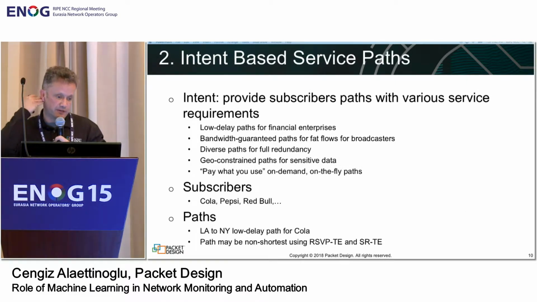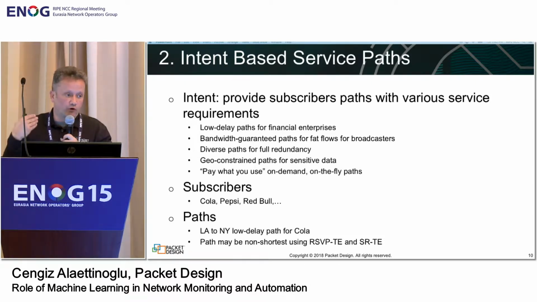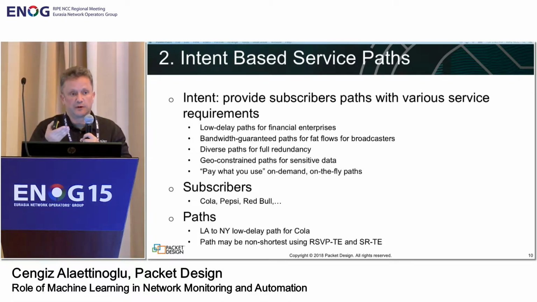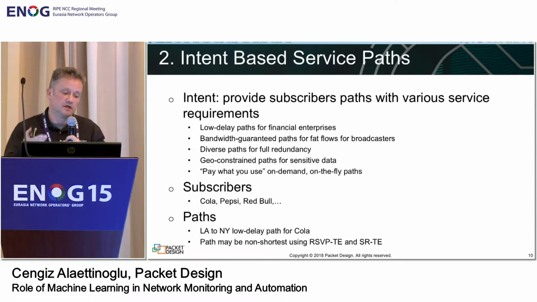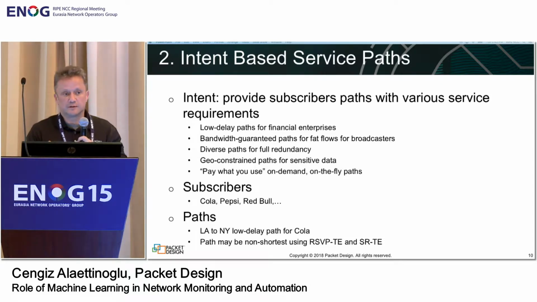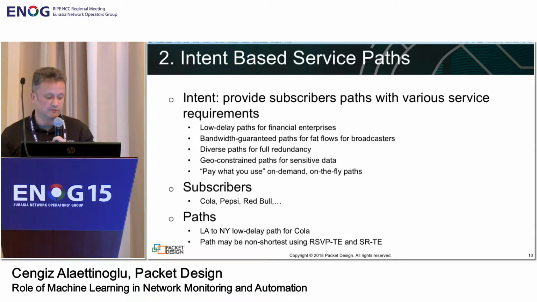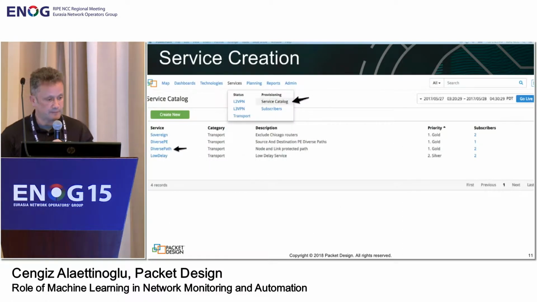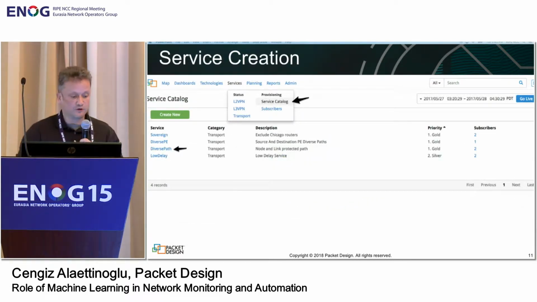The second use case was actually what I thought the first customer asked, but it's basically they want to be able to offer paths in the network which have certain service characteristics. For example, low delay for financial companies or diverse paths and so forth. This is what people call intent-based policies, right? The intent is I want to be able to provide low delay paths across the network, and you have your subscribers, Cola, Pepsi, Red Bull, and whatever, and they want a path from Los Angeles to New York using this particular service. And then here are your different services that you configured.